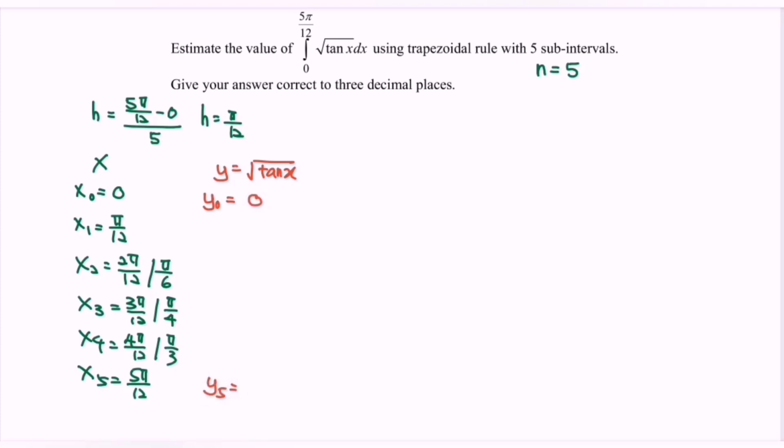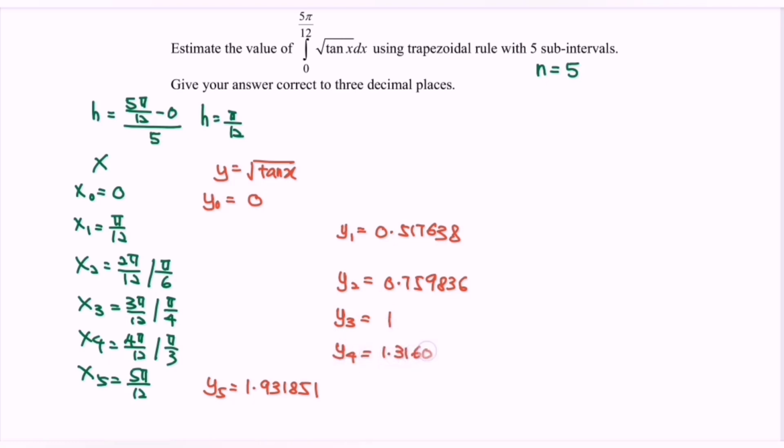y5, if we substitute, we will have 1.931851. If y sub 1, the answer will be 0.5167638. If y sub 2, we will have 0.759836. y sub 3, we will have 1. y sub 4, we will have 1.316074. If we total up y sub 1 until y sub 4, we will have 3.593548.